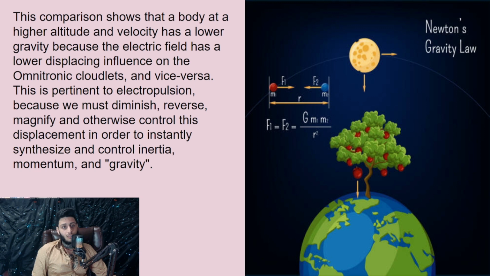The comparison shows that a body at a higher altitude and velocity has a lower gravity because the electric field has a lower displacing influence on the omnitronic cloudets, and vice versa. This is pertinent to the electropulsion because we must diminish, reverse, magnify, and otherwise control this displacement in order to instantly synthesize and control inertia, momentum, and gravity.